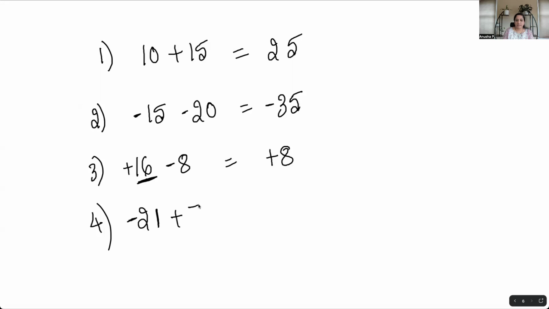Minus 21 plus 7. In this case, both the numbers have opposite signs. One is a negative number, the other one is a positive number. So subtract the numbers. 21 minus 7 is 14, and keep the sign of the larger absolute value number. The larger absolute value number is minus, so it is minus 14.